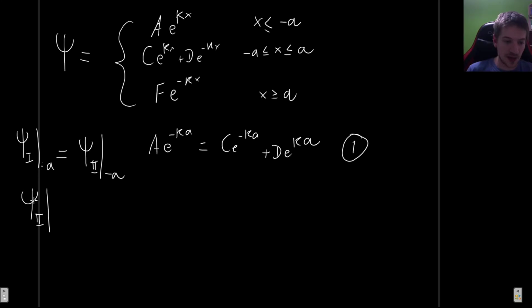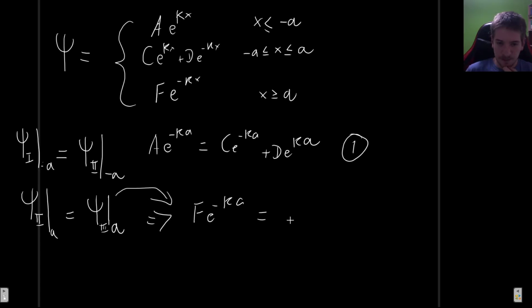So the wave function to the left, which is psi2, evaluated at a, has to be equal to the wave function to the right, which is going to be psi3, evaluated at a. So this will now lead us to F e to the minus ka. I wrote it the other way around, but this is the third, right? This is going to be equal to C e to the ka plus D e to the minus ka. So this is going to be the second equation that we get from these conditions.